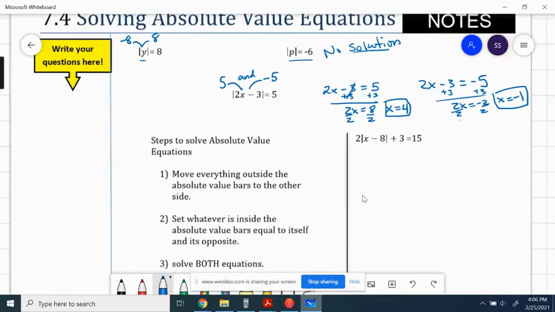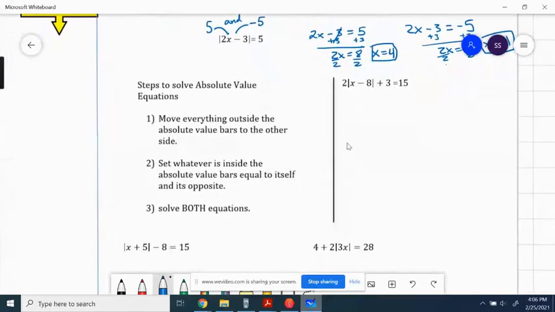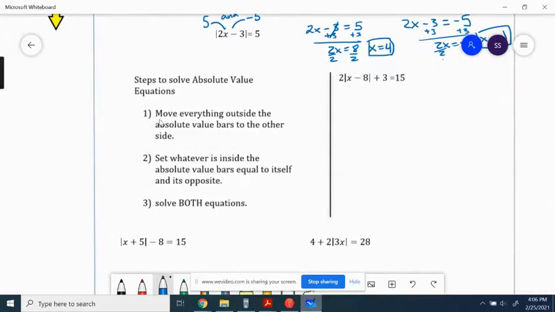All right, so I've got some steps for solving absolute value equations. Step 1, move everything outside the absolute value bars to the other side. Then step 2, set whatever is inside the absolute value bars equal to itself and its opposite. And then 3, solve both equations. And I always like to throw in a step 1.5. Step 1.5 is to check if there will be a solution.